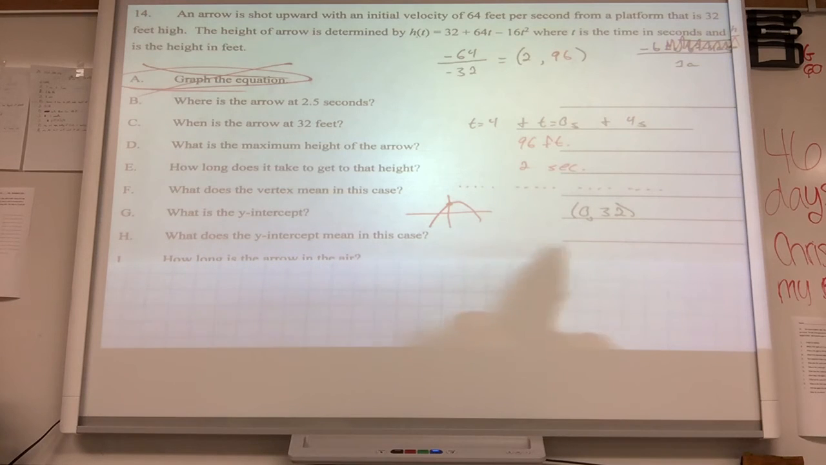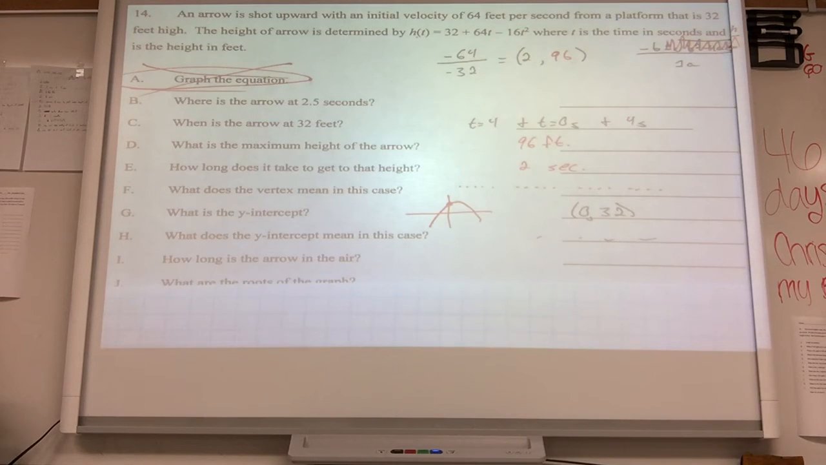What does the y-intercept mean in this case? Well, it means that when time is 0, it starts 32 feet high. That means when this arrow is shot, you're shooting it off of a building, you're shooting it off of a tree, maybe you're shooting it off of a 32-foot tall ladder, something of that effect. But the point is, when that arrow is shot, when time is 0, it's 32 feet high.